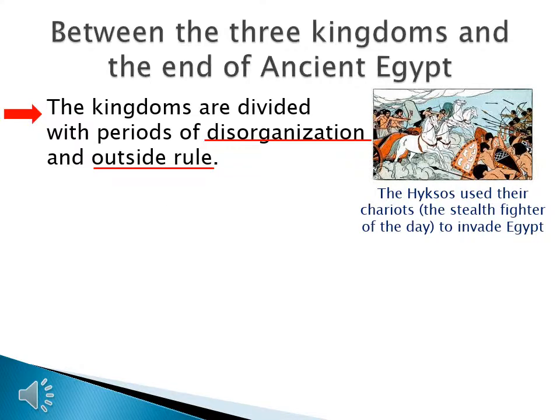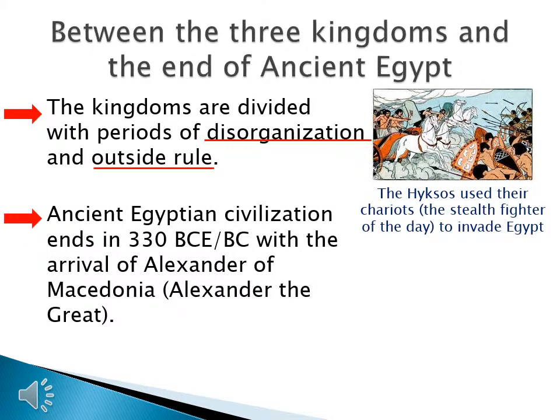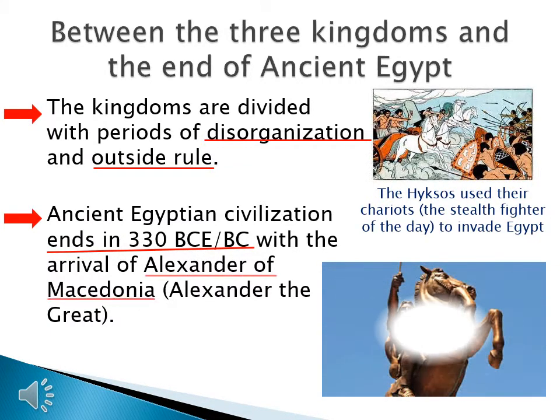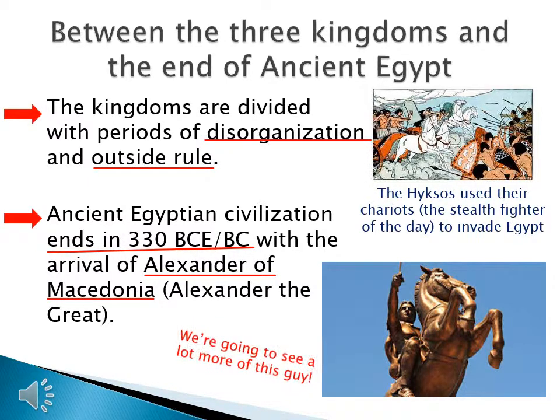As for the other thing, ancient Egyptian civilization ends in 330 BCE with the arrival of a guy named Alexander of Macedonia. You know him as Alexander the Great. And there's that date again, 330 BCE. 1 year off from when Mesopotamian civilization ends. We're going to see a lot more of this guy.